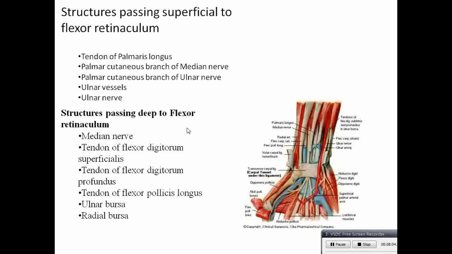The structures passing deep to flexor retinaculum are the median nerve, tendon of flexor digitorum superficialis, tendon of flexor digitorum profundus, tendon of flexor pollicis longus, and the ulnar bursa. Ulnar bursa is a synovial sheath surrounding flexor digitorum superficialis and profundus, which is represented here in blue color, and radial bursa is again a synovial sheath surrounding the flexor pollicis longus tendon.